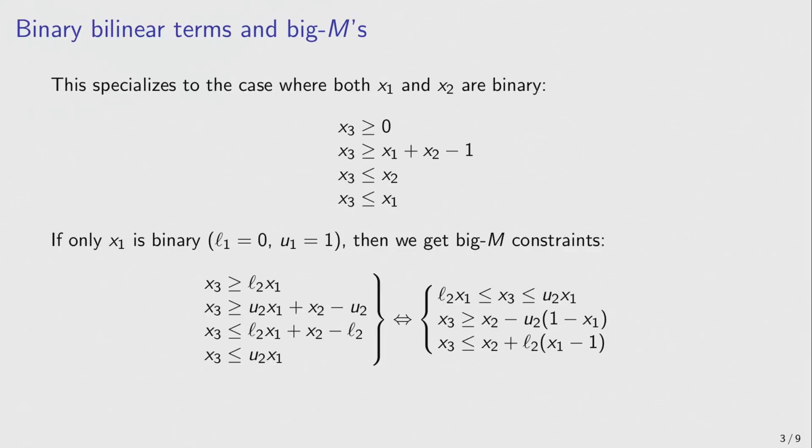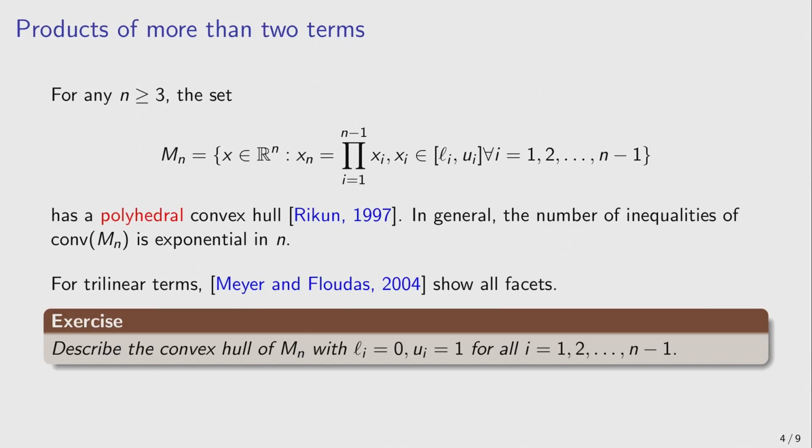If only one of them is binary, say only x1 is binary and x2 is a continuous variable that is switched on or off by x1, then you get exactly the big M constraints that are used for turning x2 to 0 when x1 is equal to 0, and leaving x2 within its own bounds when x1 is equal to 1. Just by plugging the bound values into the McCormick constraints. So there's nothing esoteric in here.